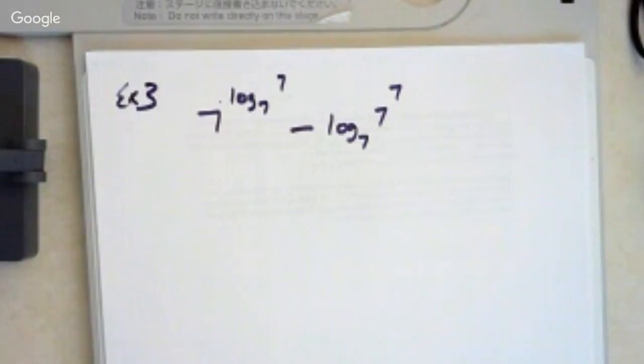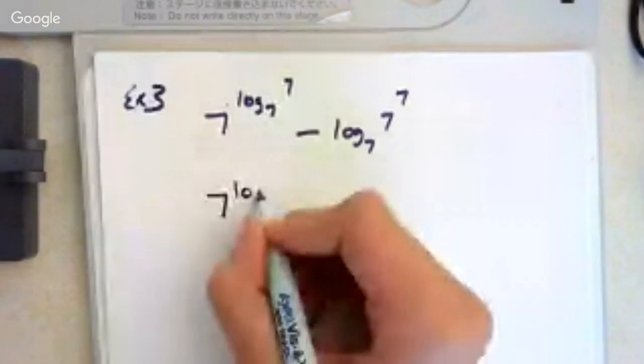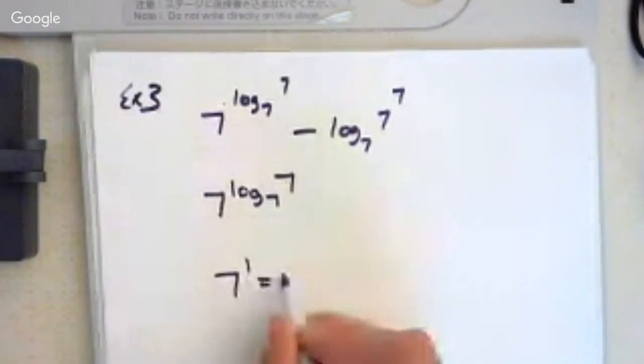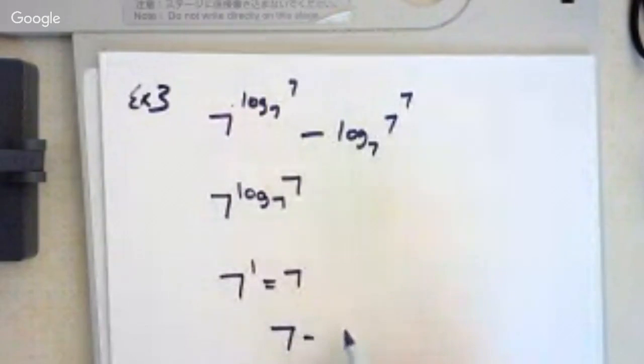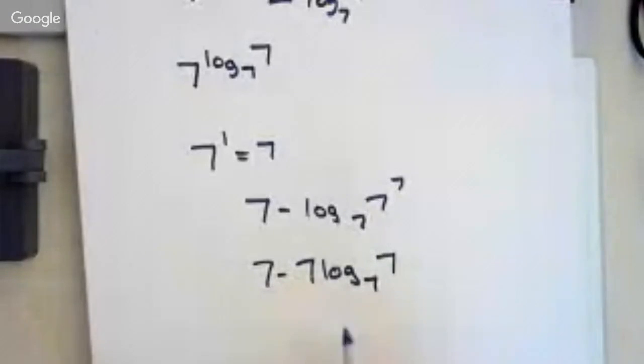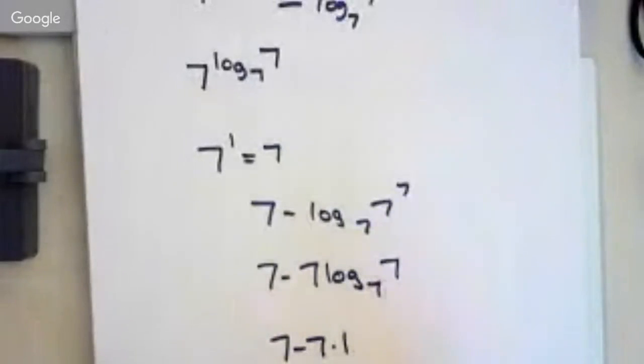Elise? That was a good shot. Okay, so this would just be 7 to the first power because this cancels out to 1. So just 7 to the first, which is 7. So it'd be 7 minus log 7 of 7 to the 7th. And then you just move this, so it'd be 7 minus 7 log. Wait, wouldn't it be 7 to the 7th power? Keep going. Yeah, so this would just cancel, so it'd be 7 minus 7 times 1, which is just 0.